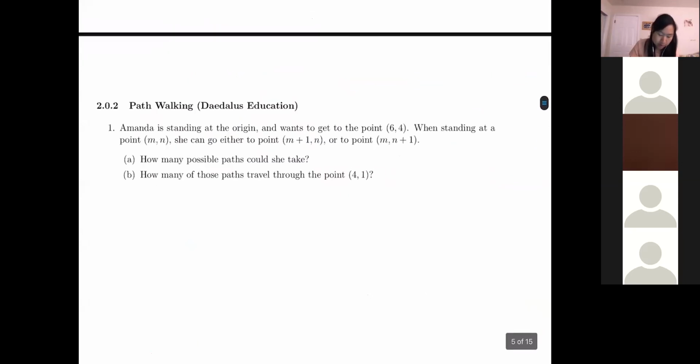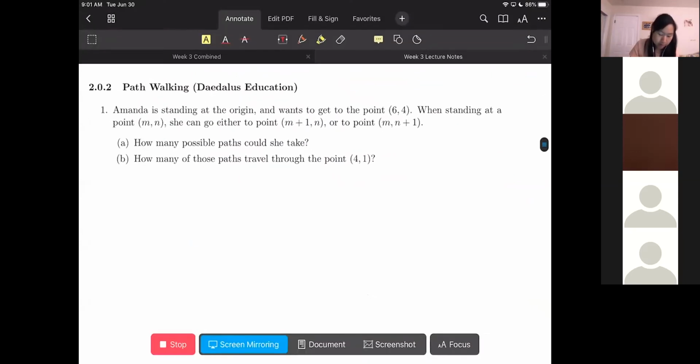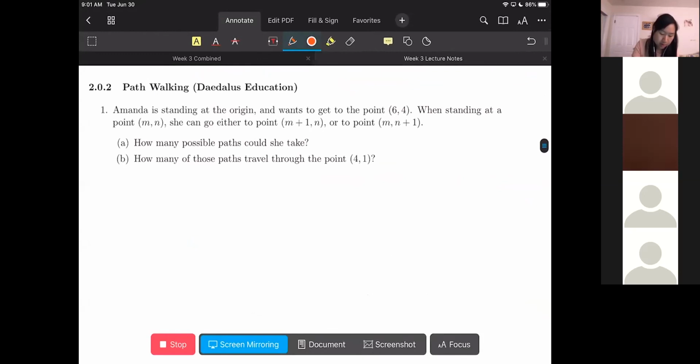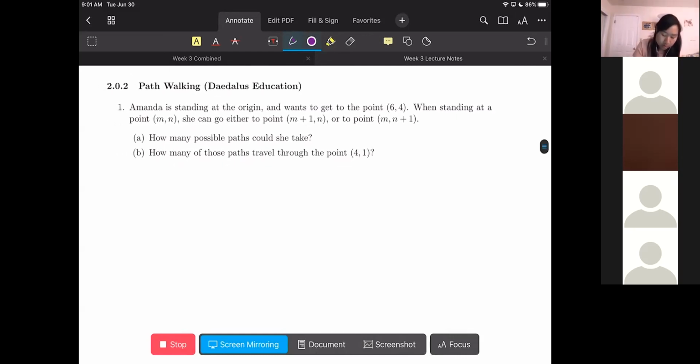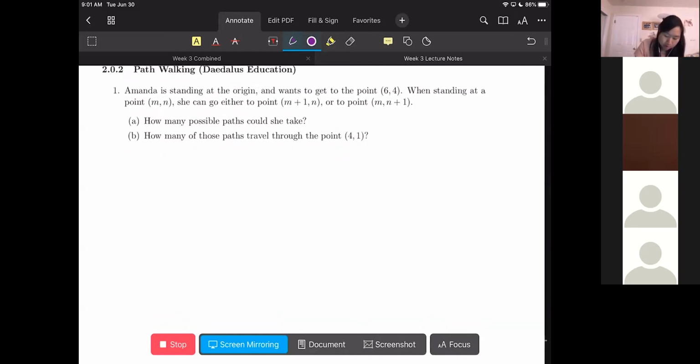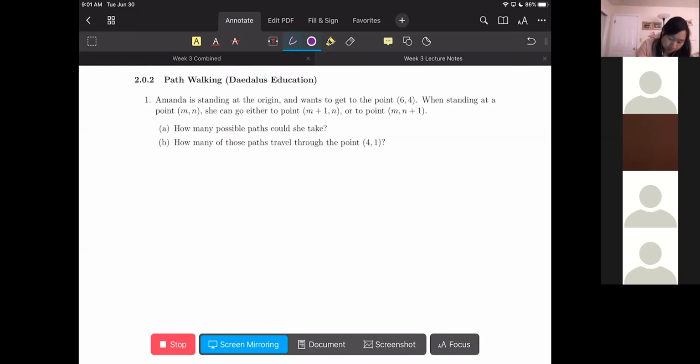So here's another such example. Amanda is standing at the origin and wants to get to the point (6, 4). When standing at a point, say she stands at point (m, n), she can go to point (m+1, n), or to point (m, n+1). So let me draw this out and we can go from there. Try my best to draw here.